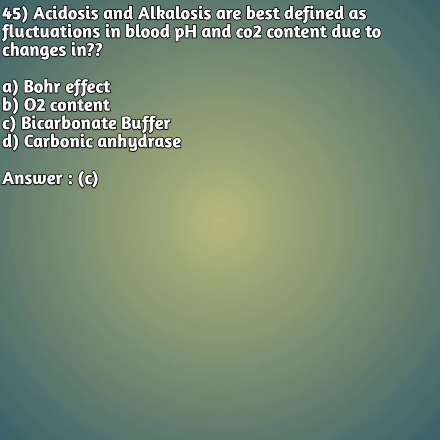Both acidosis and alkalosis, that is both the rise in blood pH and the fall in blood pH, are best defined as due to fluctuation in the bicarbonate buffer, which makes them go up and down.